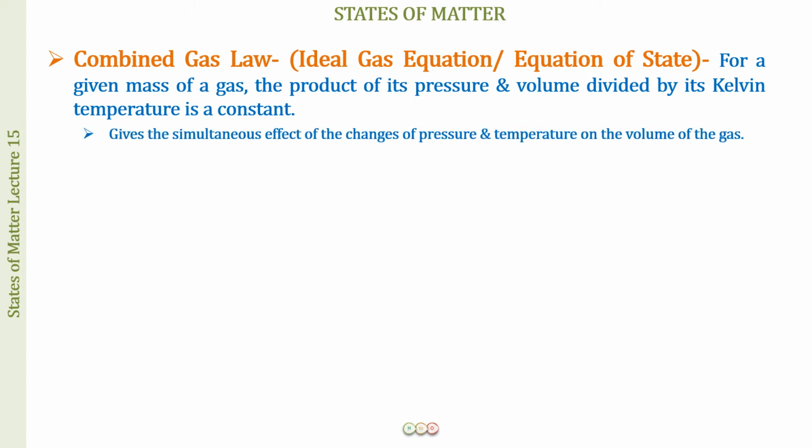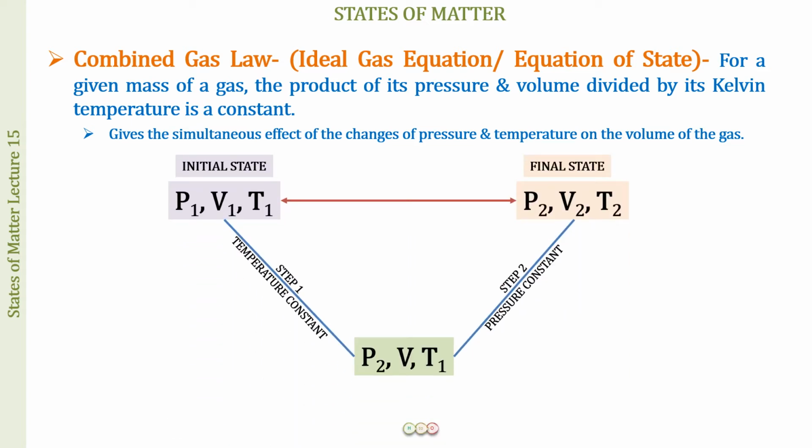Now, this combined gas law is going to give us the simultaneous effect of the changes of pressure and temperature on the volume of the gas. So what you can see is that supposedly we have an initial state of the gas where the pressure is P1, the volume is V1 and the temperature is T1. And from this, we are changing all these three and reaching a final state where the pressure is P2, the volume is V2 and the temperature is T2. And what we want to learn is the relationship of these two.